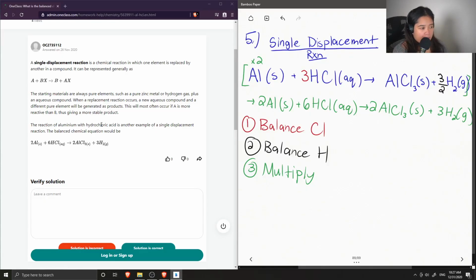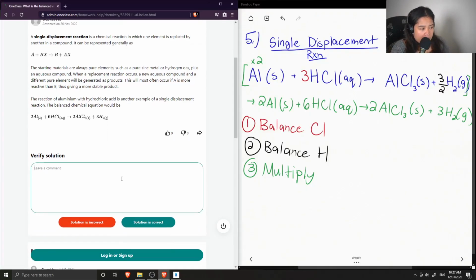The reaction of aluminum with hydrochloric acid is another example of a single displacement reaction. The balanced chemical equation would be 2 aluminum plus 6 HCl makes 2 aluminum chlorides plus 3 hydrogen gas. Okay, so this solution is correct.